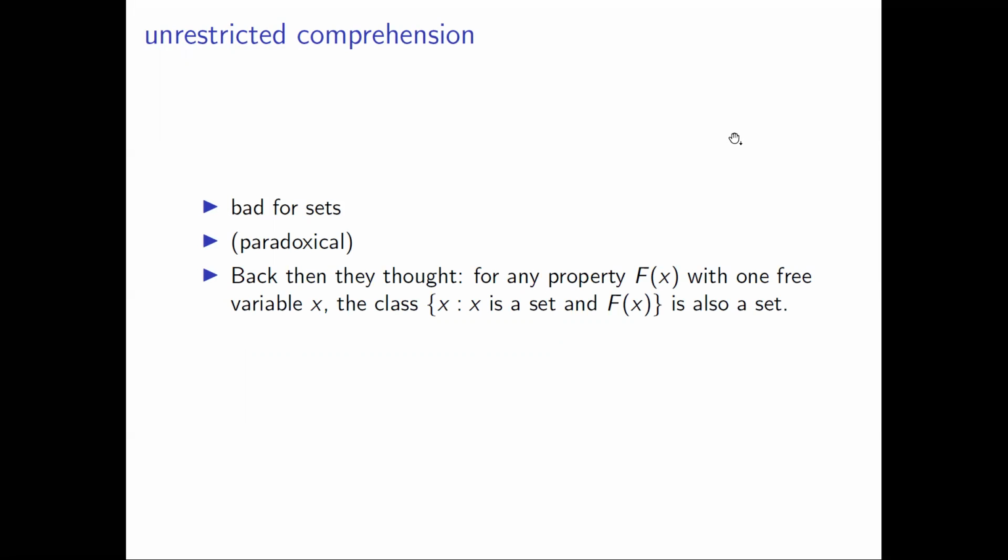So back around 100 years ago, in the early 1900s, they thought that if you have any property f of x with one free variable x, and you define the class of x such that x is a set and f of x is true, that class is always going to give you a set. And we're going to see in this video that actually sometimes you get classes from that which are not sets. So in general, the idea they had 100 years ago does not work.